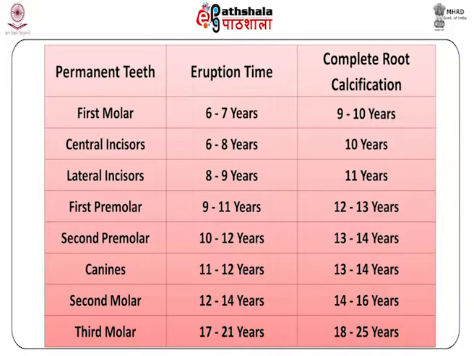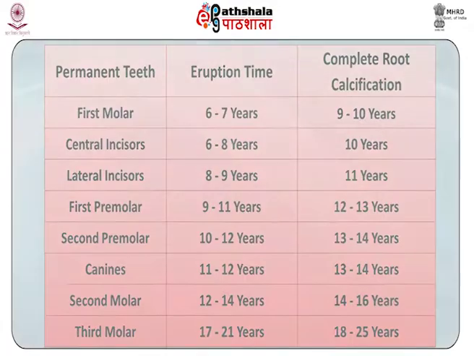Next are the canines. For eruption time needed, that is 11 to 12 years, and for root calcification it is 13 to 14 years. Next is the second molars. The eruption time needed is 12 to 14 years, and for root calcification the time required is 14 to 16 years. And lastly, the third molars. The eruption time is 17 to 21 years, and the root calcification time needed is 18 to 25 years.